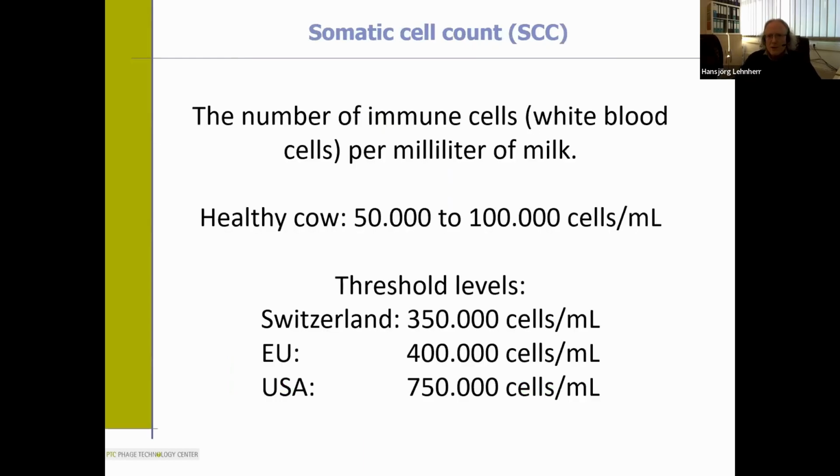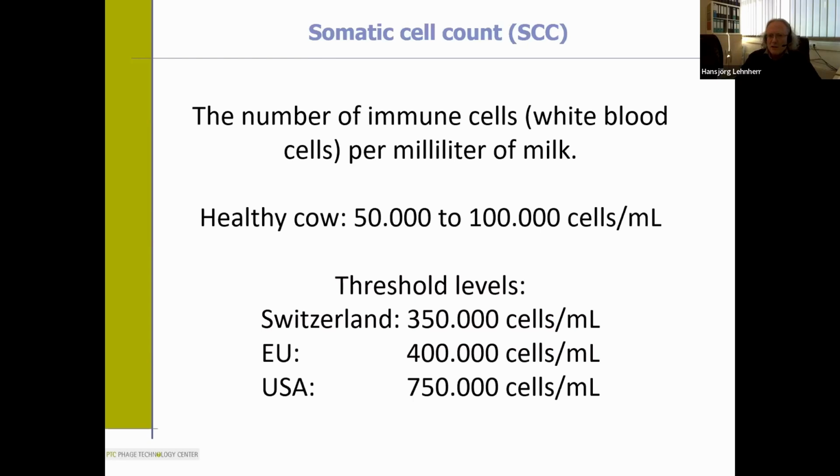Now, a very important term in mastitis is the somatic cell count. This is the number of immune cells that is present in the milk. A healthy cow has approximately 50,000 to 100,000 cells per milliliter of milk. And that is nature's way to provide the calf with some form of immune protection before the immune system of the calf is fully functional on its own. Now, if there is an inflammation, this number will increase rapidly and can reach several million cells per milliliter.